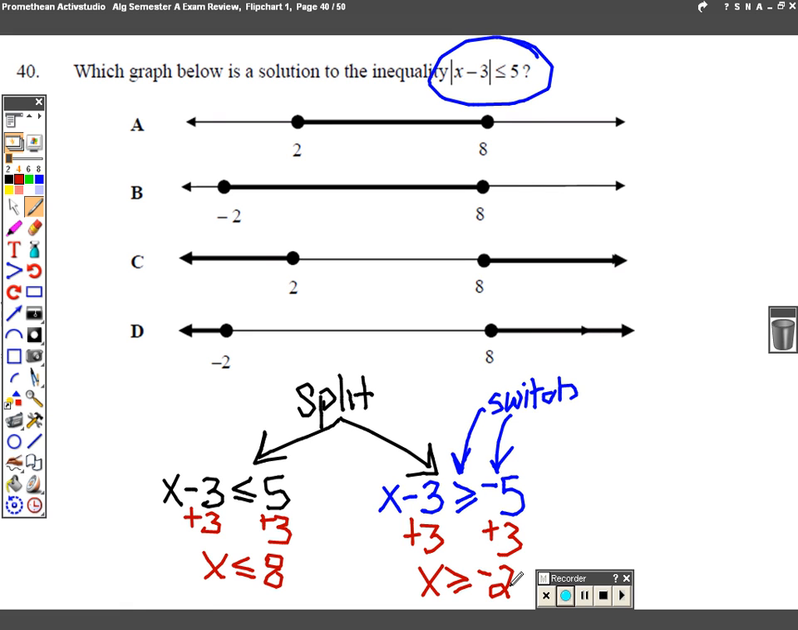Now I'm going to look at my answers and see which ones I can cross off. That's wrong, and that's wrong. The reason they're wrong is because neither of them uses a negative 2. They use a positive 2. Now I'm down to B or D.